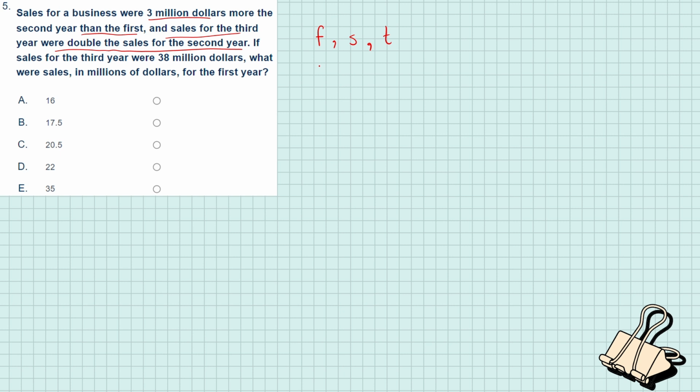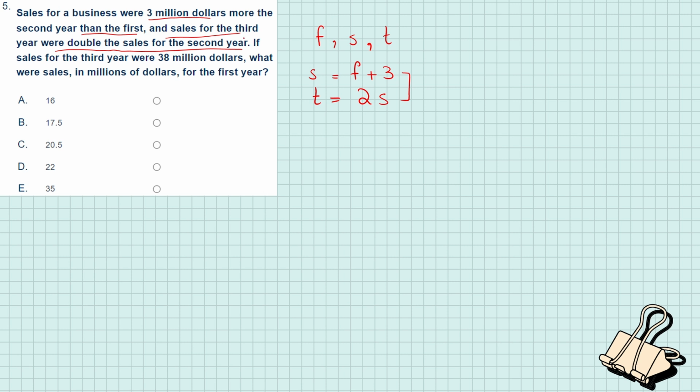So $3 million more the second year than the first. Let's say if the first year sales were F, then S will be $3 million more, right? So we can add 3. So S equals F plus 3. And for the third year, the sales were double the sales for the second year. It means that T will be equal to 2 times the second year sales, which is S. So these are two equations that we have made.